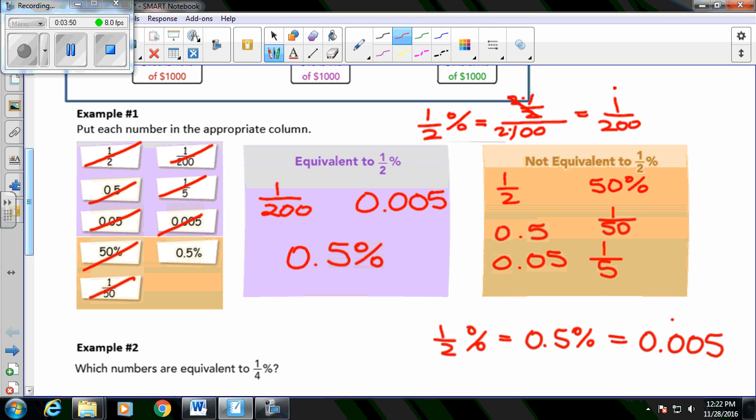So the best way to look at these is to actually figure out what 0.5% means as a number we can work with: 1/200 or 0.005. Most of us will probably be more comfortable working with 0.005. But you need to know what it represents as a number before we can really work with it.